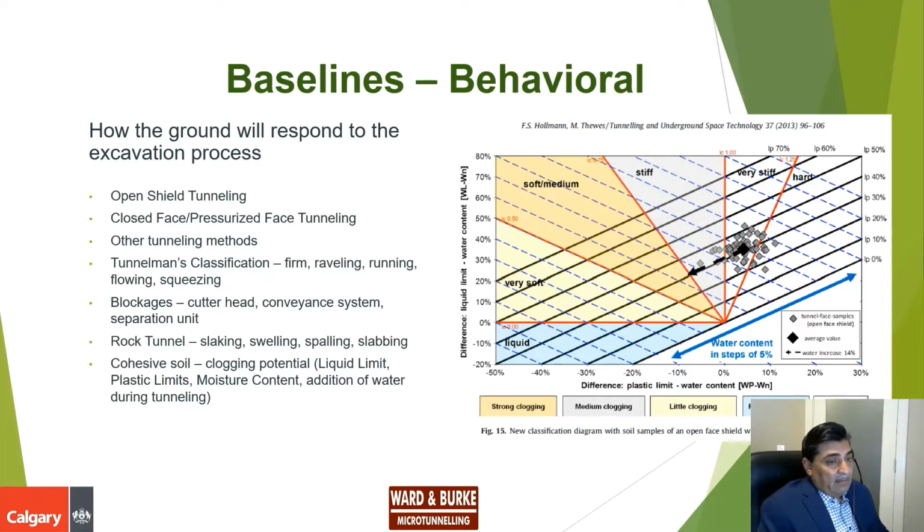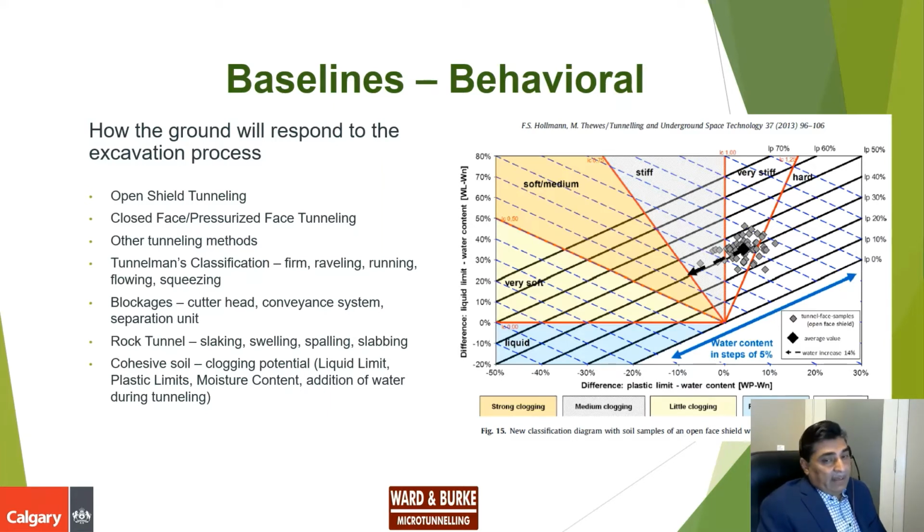Blockages, for example, if you are in claystone. Claystone in its in situ state may not be sticky, it may be dry, but during tunneling we add water to it, it becomes sticky and it will clog the cutter head and conveyance system. For example, this is a state of the art paper which basically tells you about clogging.